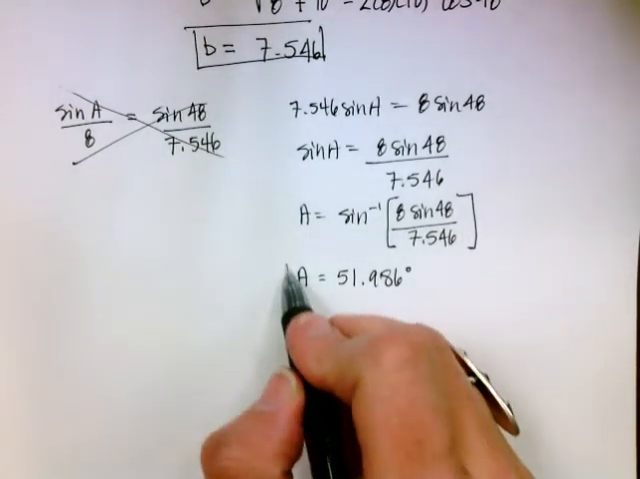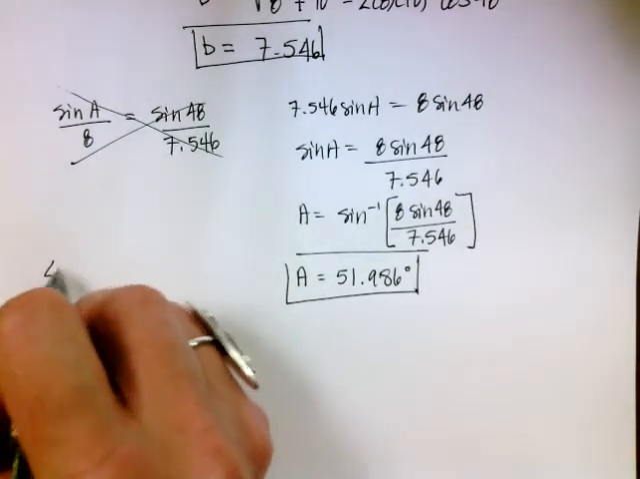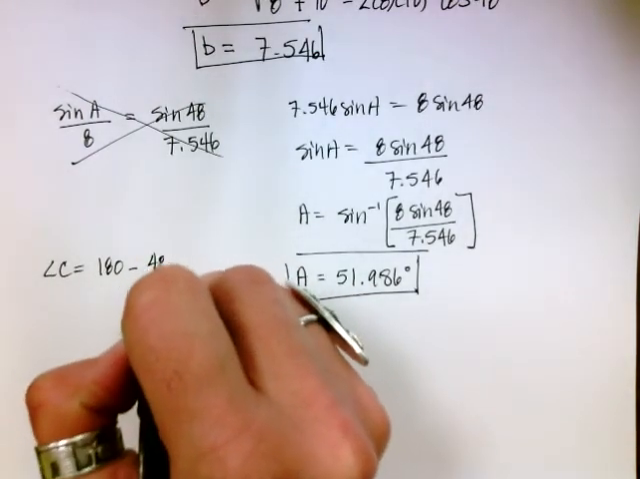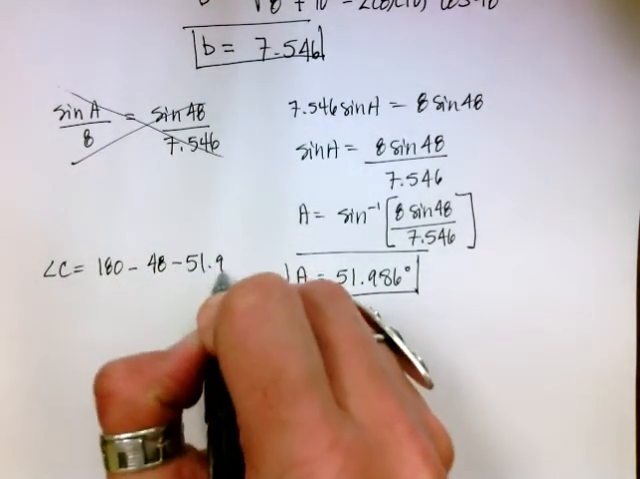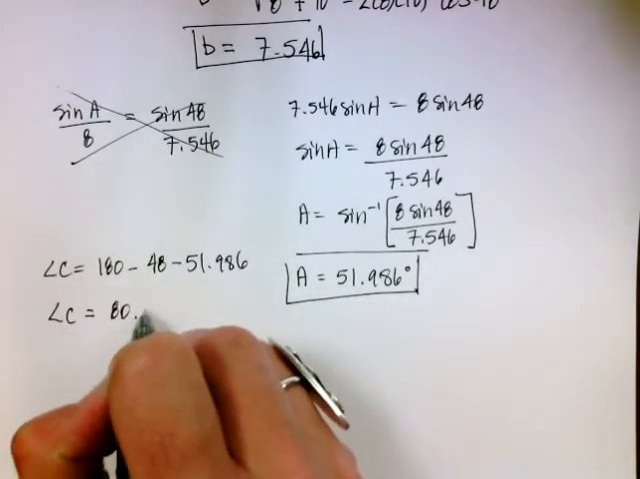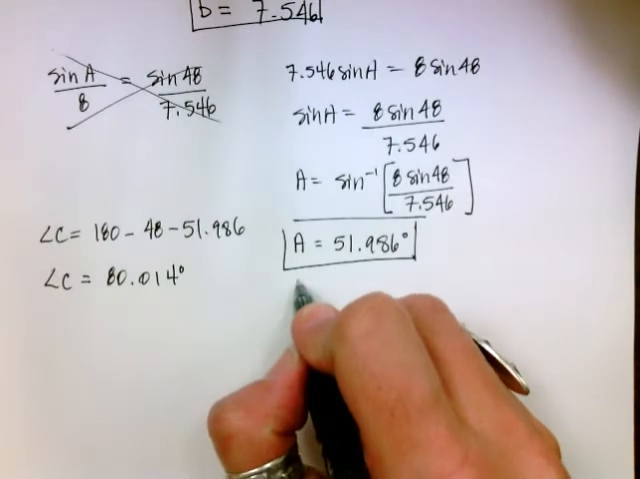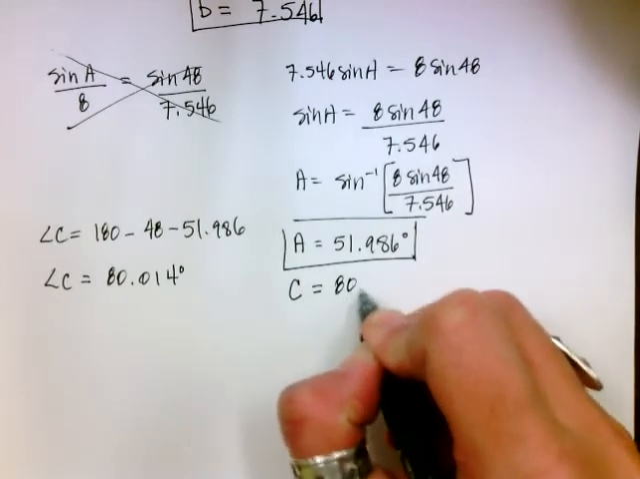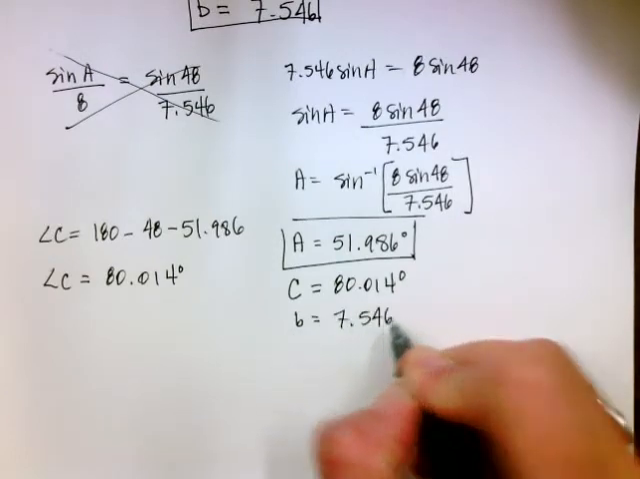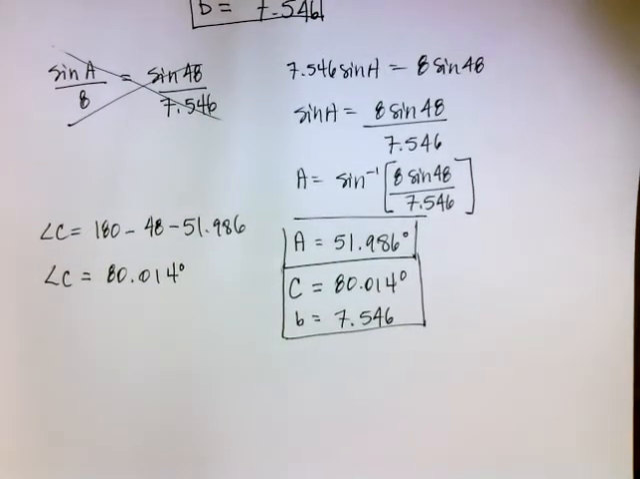So now I know two of the angles, and I was only missing the one side. So I can find angle C by subtracting from 180. So I can subtract the 48, and I can subtract the 51.986 that I found. And I get that angle C is 80.014 degrees. Now I can write all of my answers in one concise location. So C is 80.014 degrees, little b is 7.546. And those would be my three solutions to solving that triangle.